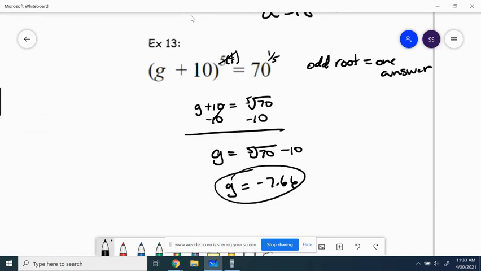All right, that's all I got for you guys. That is 8.1, nth roots and rational exponents. Good luck on the practice problems.